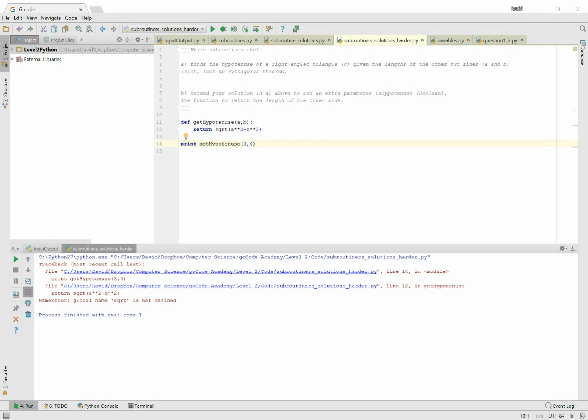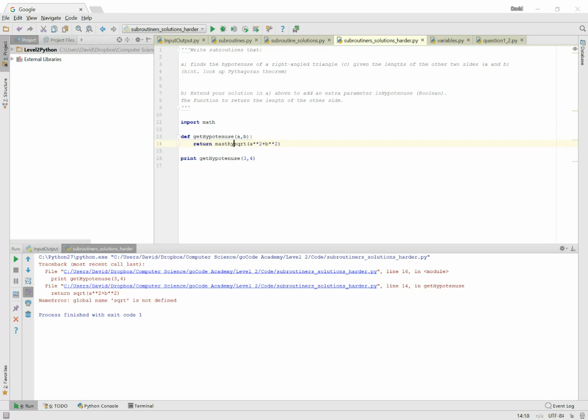Try that, and oh, it doesn't know what square root is. Square root is included in a mathematics unit, so we need to import this thing called math. Okay, so once we've done that, that should now work, and square root is still not defined.